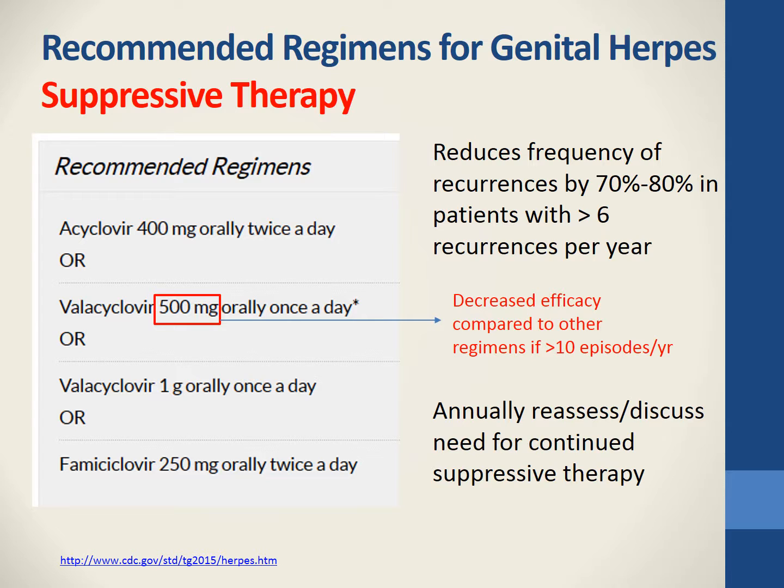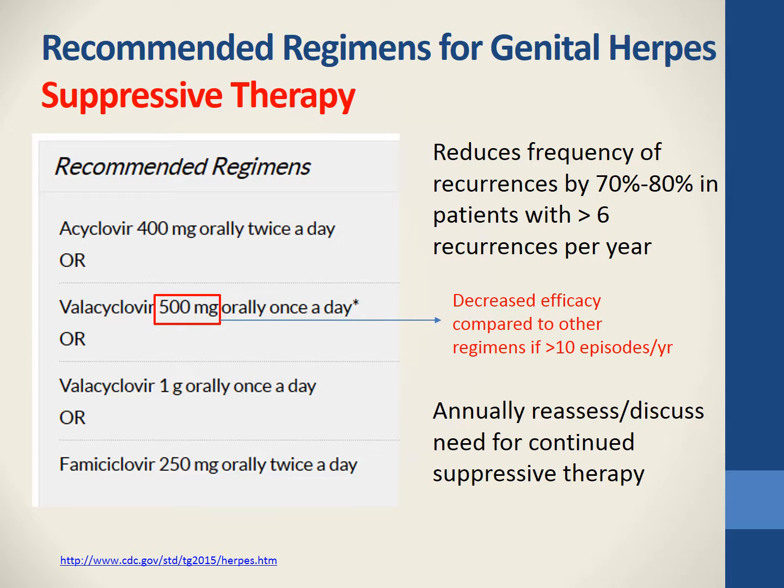The one that I'd like to note is that the 500 milligram dose of valacyclovir has been shown to have decreased efficacy compared to other regimens in patients who have greater than 10 episodes per year. So if you have a patient who has greater than 10 episodes per year and the choice is to use valacyclovir, it needs to be at the 1 gram dose versus the 500 milligram dose.